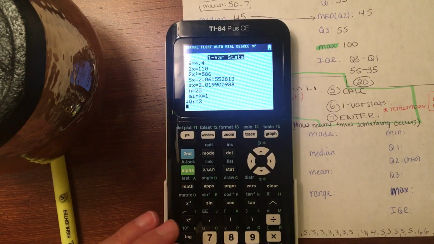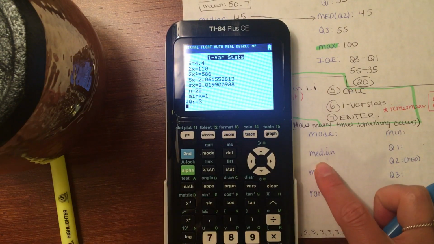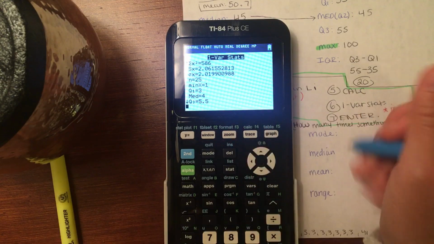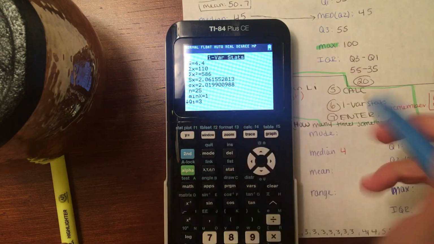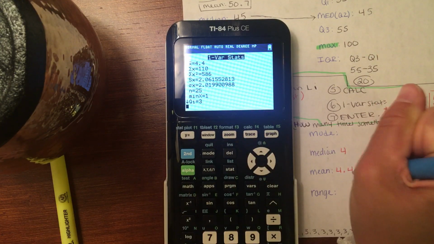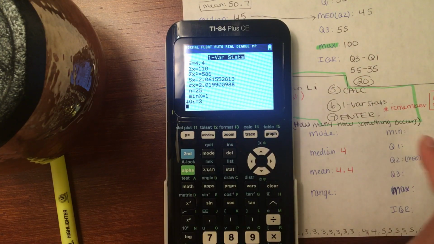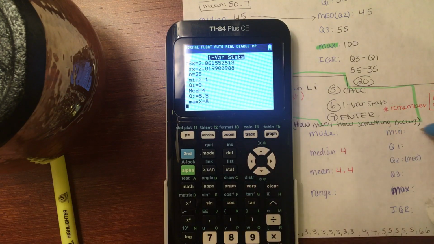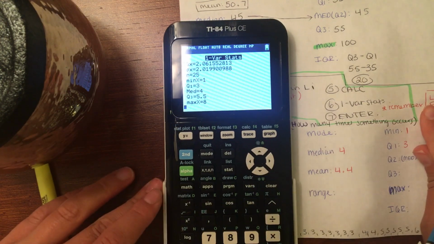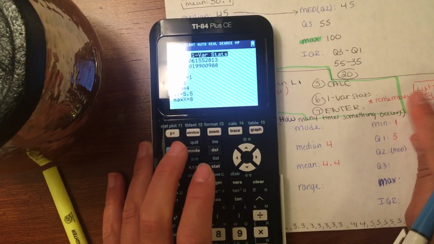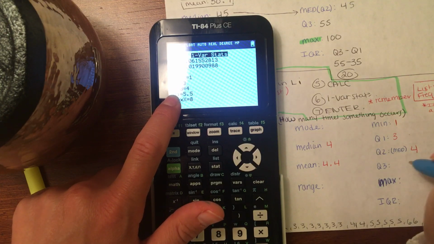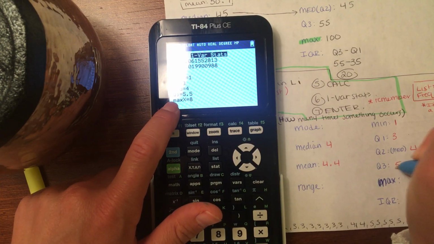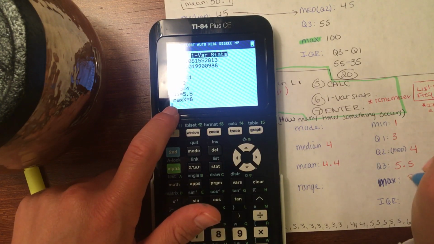The mode, okay, so the mode I'm gonna come back to, but the median is 4. The mean, remember that's the X with the line above it, so 4.4. The range we're gonna have to come back to. The min is 1, my Q1 is 3, my median is 4. My Q3 is 5.5. And my max is 8.